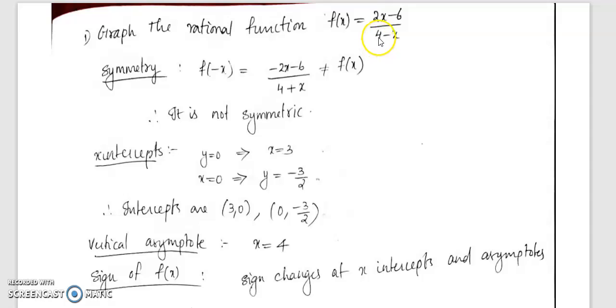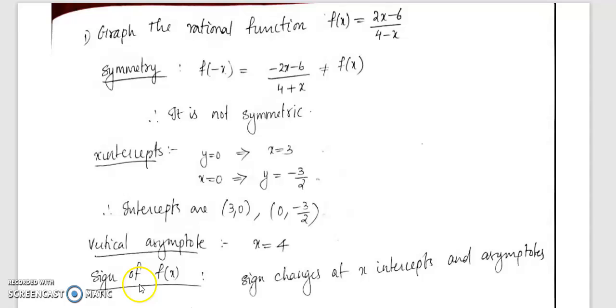And again, the vertical asymptote. So next is finding the vertical asymptote. So vertical asymptote is given by the denominator equal to 0. So taking 4 minus x equal to 0, you will get x equal to 4. So therefore the line x equal to 4 is the vertical asymptote.